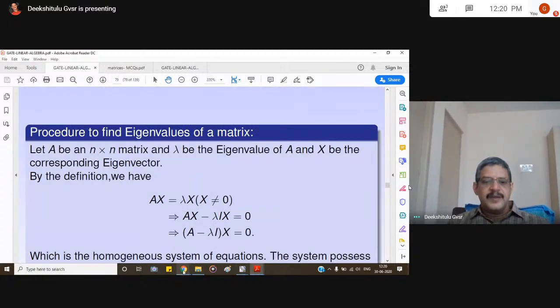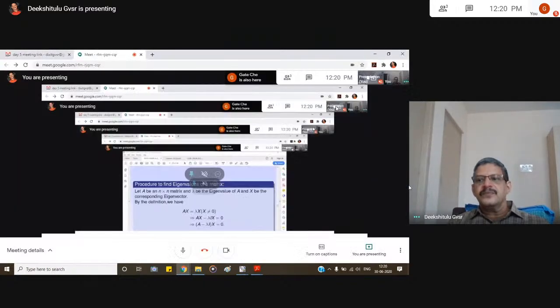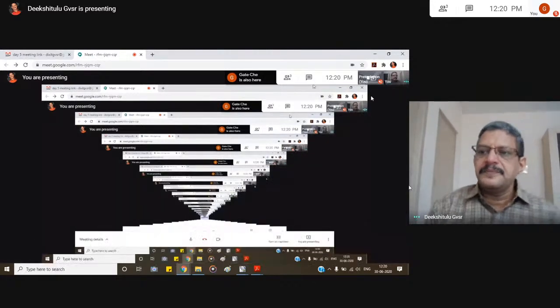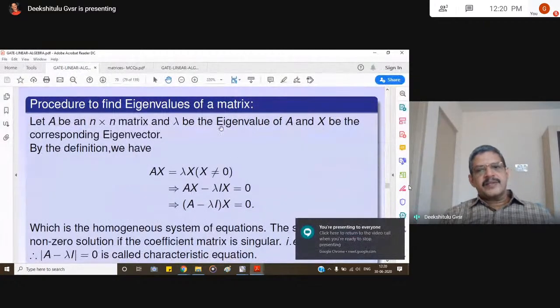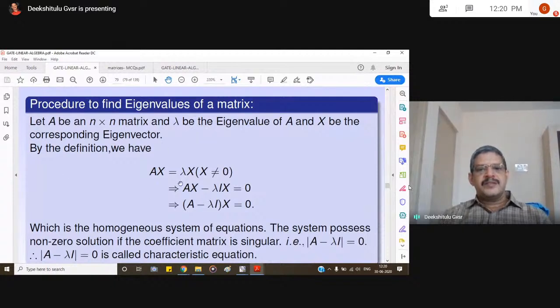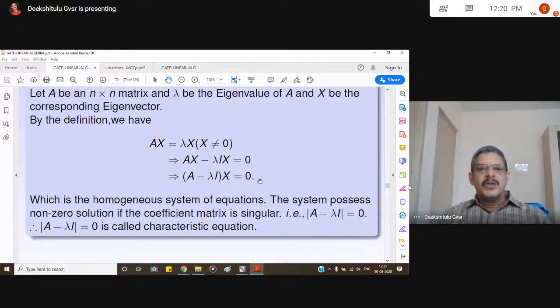Procedure to find eigenvalues and eigenvectors. Let A be an n by n matrix and lambda be an eigenvalue of A and x the corresponding eigenvector. Then we have Ax is equal to lambda x and x not equal to 0. Or else, Ax minus lambda Ix is equal to 0, or A minus lambda I into x is equal to 0. If you call this a coefficient matrix, say B, then Bx is equal to 0.